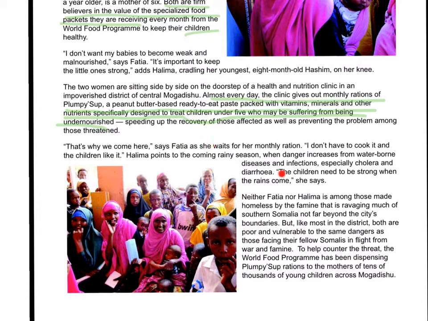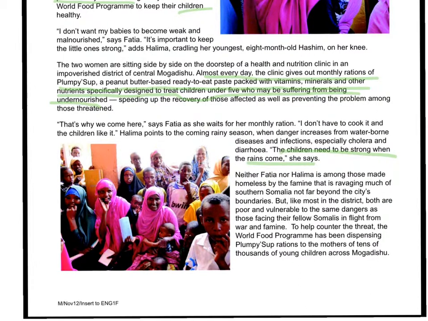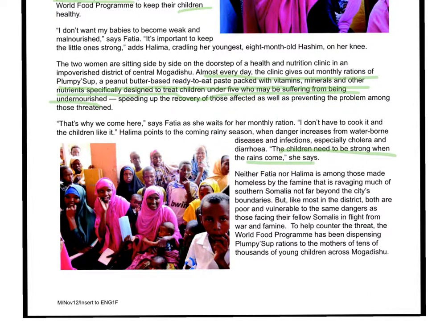The next paragraph here talks about the weather conditions and why the danger increases at certain times of the year, and this bit here seems quite relevant. The children need to be strong when the rains come, she says. So that's why they need to feed them this extra food. And then this last paragraph here, it seems that the first part isn't relevant, but then it says, to help counter the threat, the World Food Programme has been dispensing Plumpy'Nut rations to mothers of tens of thousands of children. That's relevant because it tells you just how many children they're actually helping out with this food programme, so I've highlighted that.